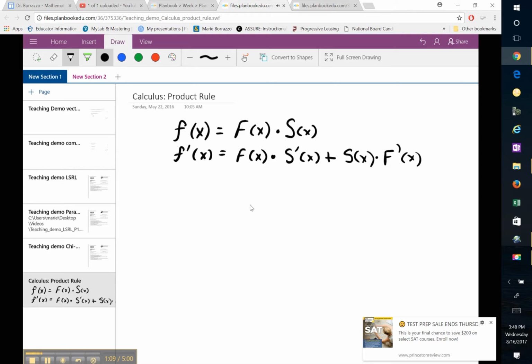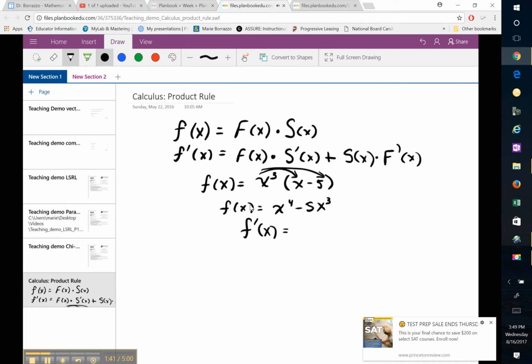So let's say hypothetically I have f of x, as an example, equals x cubed times parentheses x minus 5. Now, one of the easiest ways you can do this is simply distribute, because this is going to give you a new f of x, which is x to the fourth minus 5x to the third. If you use simple differentiation, you find that the first derivative is 4x to the third minus 15x squared. And you're done.